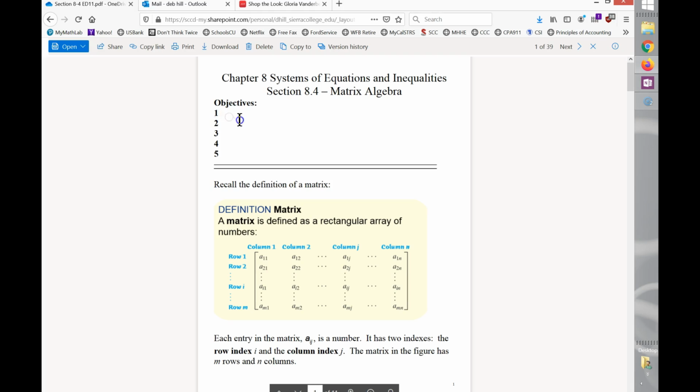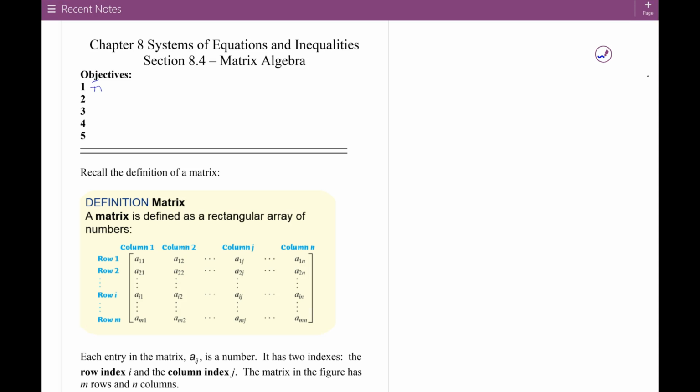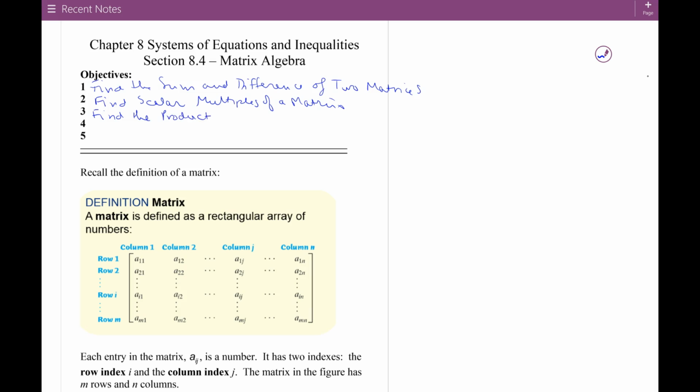The first is just find the sum and difference of two matrices. So we're going to work on matrix arithmetic. Then we're going to find scalar multiples, and we'll talk about what a scalar is, of a matrix. Then we're going to find the product of two matrices, and that's the most complicated operation we do.